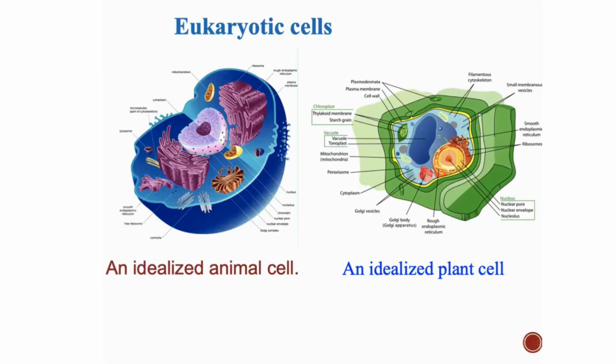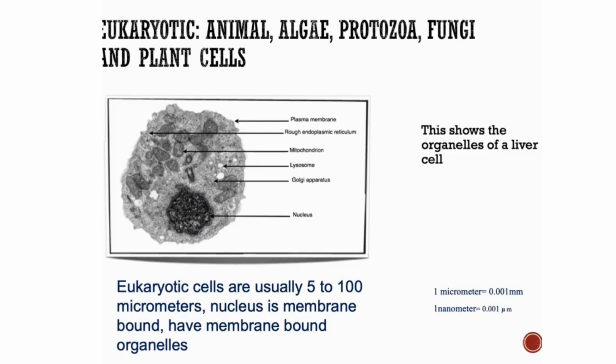Eukaryotic cells: idealized animal cells and idealized plant cells. Let's see what we have here. This shows the organelles of a liver cell, and we can see the plasma membrane, RER, mitochondrion, lysosome, Golgi apparatus, and nucleus. Eukaryotic cells are usually 5 to 100 micrometers.